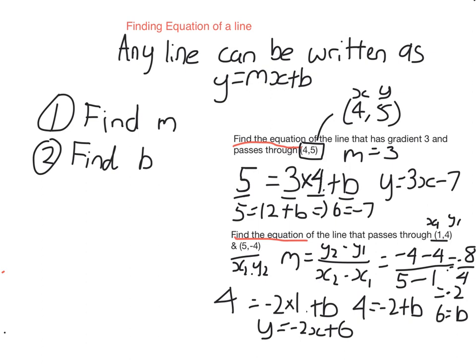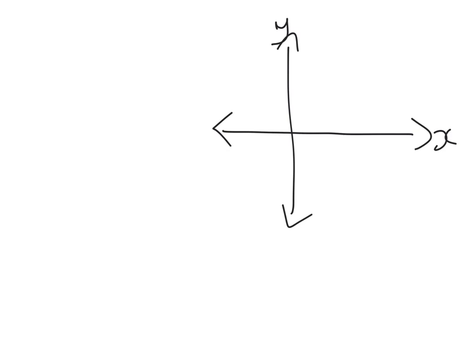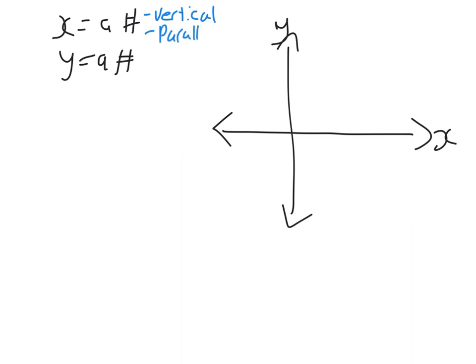Okay? Now unfortunately there are some special cases of this I need to go through. So the special cases, they are lines that are perfectly vertical or perfectly horizontal. They're ones like x equals a number or y equals a number. So if they're of the form x equals a number, they are perfectly vertical, and it's counterintuitive, but x equals a number, they're parallel to the y-axis, okay? And y equals a number is the opposite.